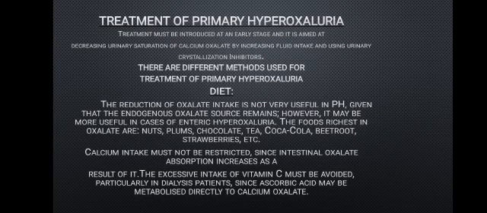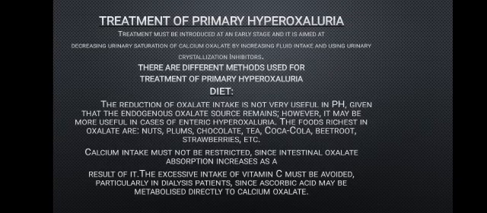There are different methods used for treatment of primary hyperoxaluria. I will discuss some of them: diet, pyridoxine, surgical management of urolithiasis, oxalate degrading enzymes, and crystallization inhibitors. And the rest of the methods are discussed by my fellow.